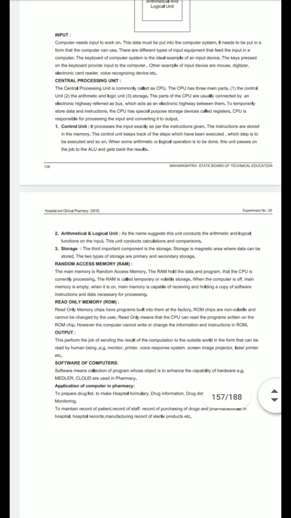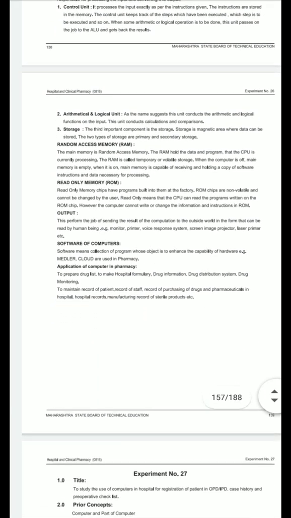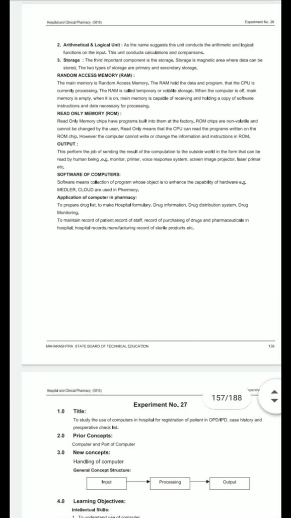These are the theory part of this experiment. Experiment number 27 we will discuss in the next practical.